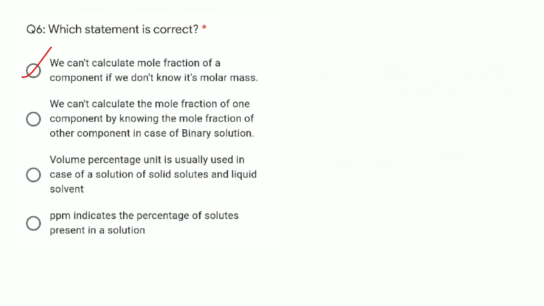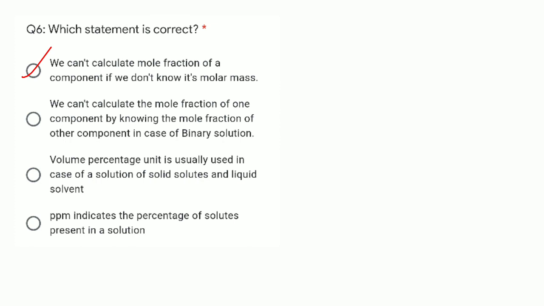So what about the other options? Option B: we can't calculate the mole fraction of one component by knowing the mole fraction of the other component in case of a binary solution. No, it is not correct, because we can calculate the mole fraction of a component by knowing the mole fraction of the other component, but only for a binary solution, because only two components will be there, and the sum of the mole fractions of the components is equal to 1. So if you know the mole fraction of one component, then by subtracting it from 1, we can calculate the mole fraction of the other component. So this is wrong.